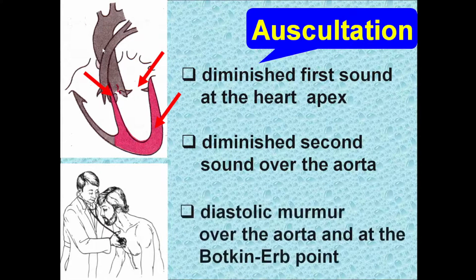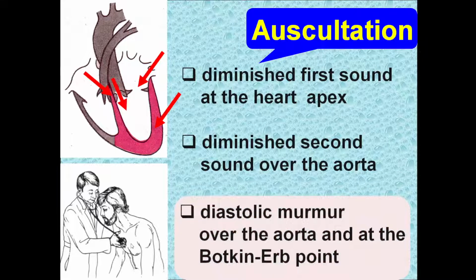And we will hear a diastolic murmur, the turbulent movement of the returning blood, which regurgitates onto the Botkin-Erb point. And again, I'll draw your attention: the main clinical picture, or visiting card, of aortic regurgitation is the diastolic murmur over the aorta and at the Botkin-Erb point.